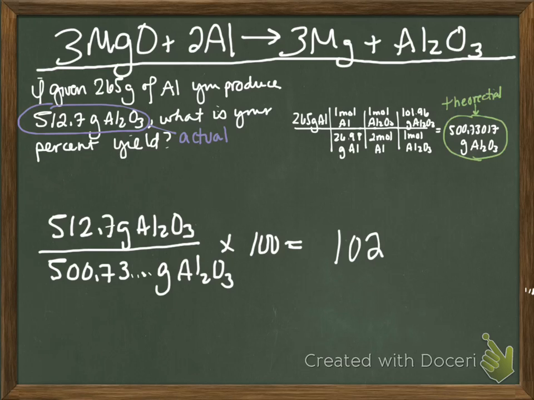102%. How many sig figs can we have? Just 3, so it stays at 102%. This is one case where having over 100% is not a good thing. So you can have over 100% yield, but it means you screwed up. It means that there's a problem.